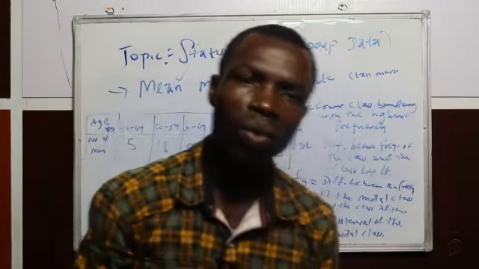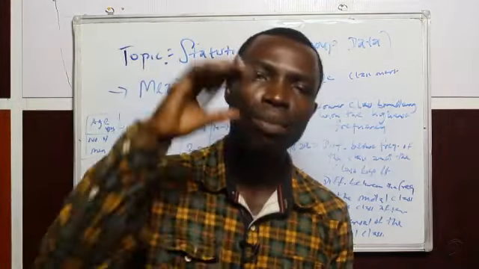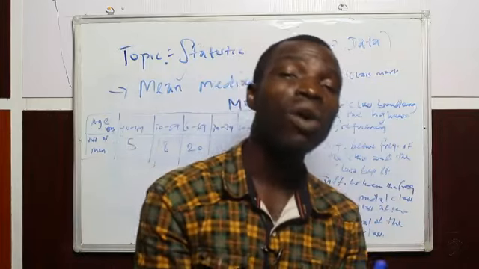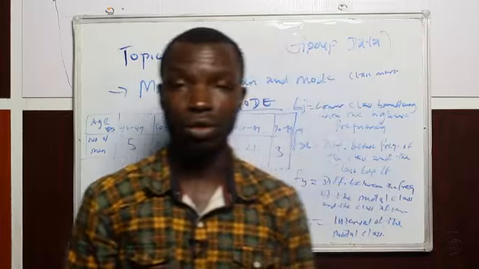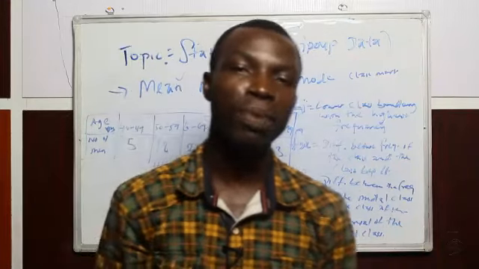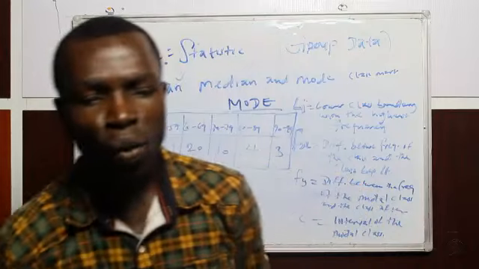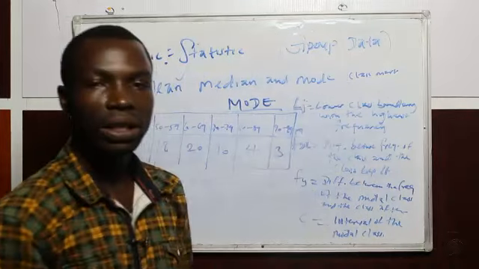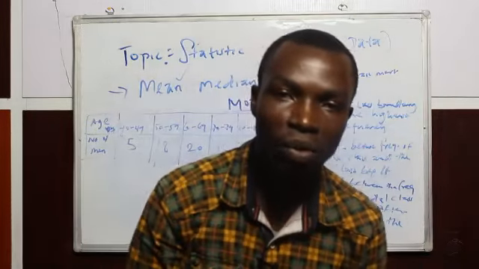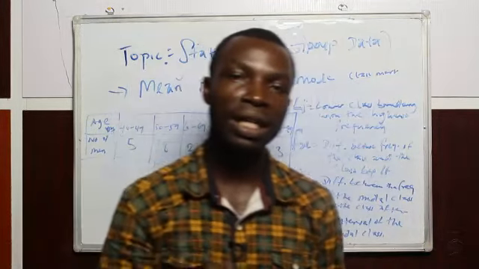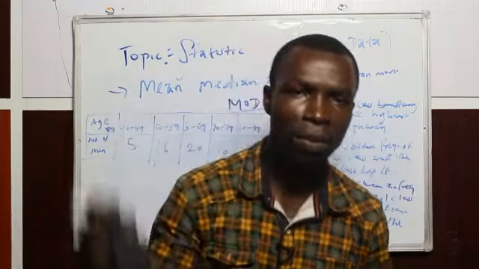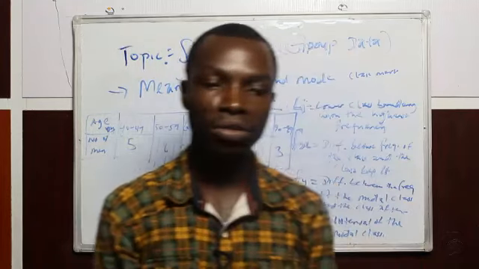So we want to know the way we want to calculate the modal class. The modal class is the class of the highest frequency under a group data. I'd like you to pay attention to this. Before we can do that, we've given a formula earlier, and the formula is equal to L1 plus bracket Fx over Fx plus Fy bracket, then you multiply with the class interval, which is C. That is the formula we are going to use now.